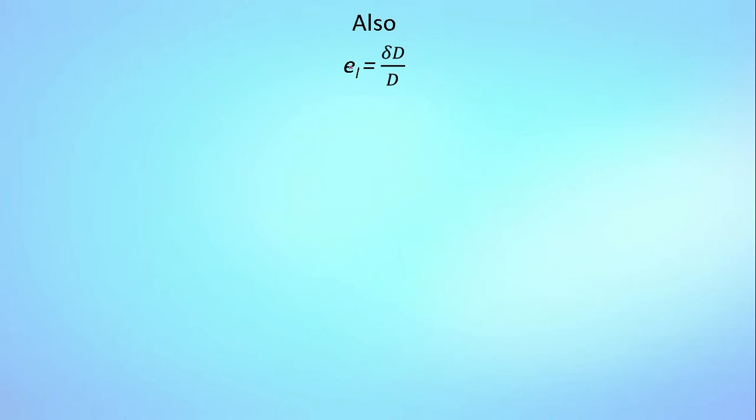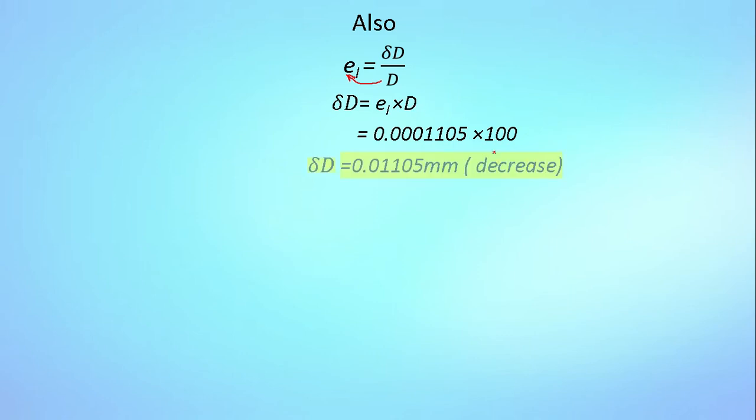Also we know that lateral strain is equal to change in lateral dimension divided by original lateral dimension, which is EL is equal to del D divided by D. Therefore, change in diameter is equal to EL multiplied by D. We know the value of EL, 0.0001105, multiplied by the original external diameter 100 mm. Therefore, change in diameter is 0.01105 mm. And as the axial length increases, the diameter decreases.